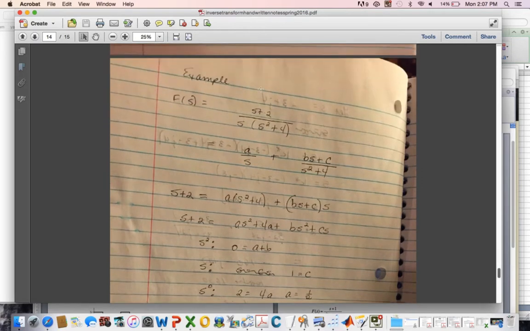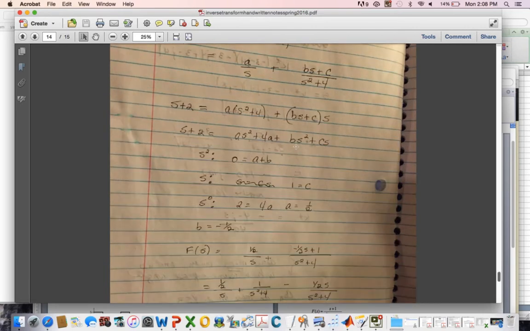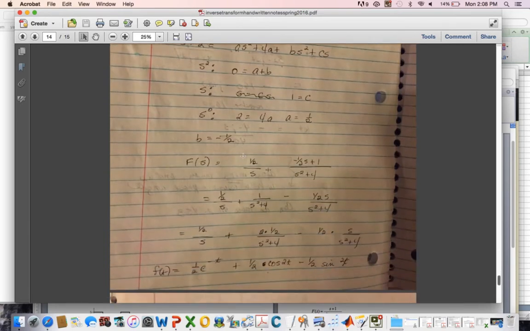Here's an example where I have an s term and then I have an s squared plus 4 term. So this is another case where this s squared plus 4 can't be factored into real roots. So when you do your partial fraction expansion, you have to do that as Bs plus C in the numerator, because this has a square. And so solving for A, B, and C, you get C is 1, A is 1/2, and B is -1/2, so you plug that in.